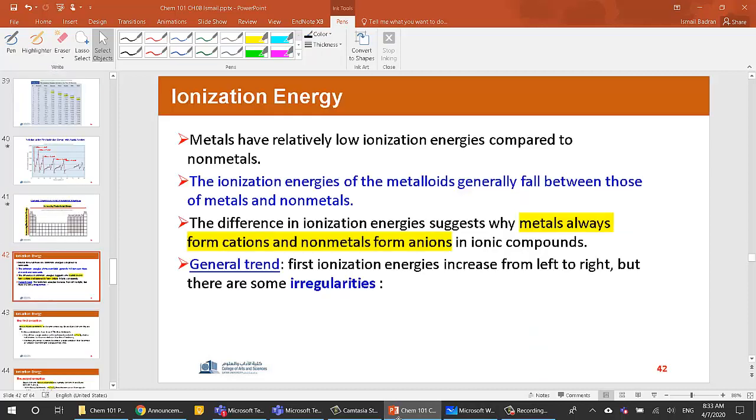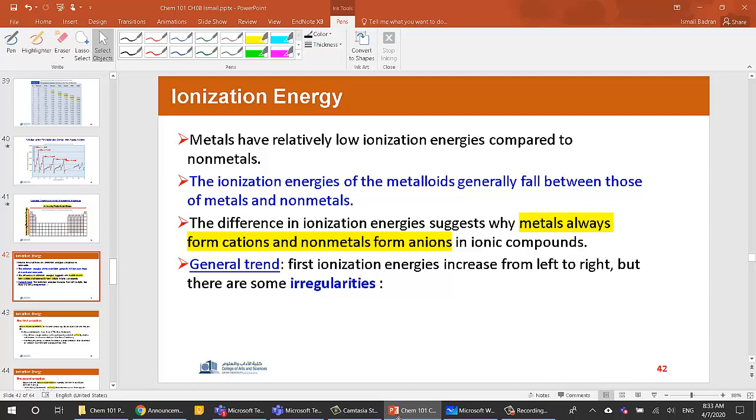So metals have relatively low ionization energy compared to non-metals because it's easier to take electrons from them. Let's compare, for example, Na and fluorine. They are in the same period, but Na has only one electron in the outer shell. We can take that electron easily, so the ionization energy of sodium is lower than fluorine, which has seven valence electrons. If you want to take an electron from fluorine, it's really difficult.